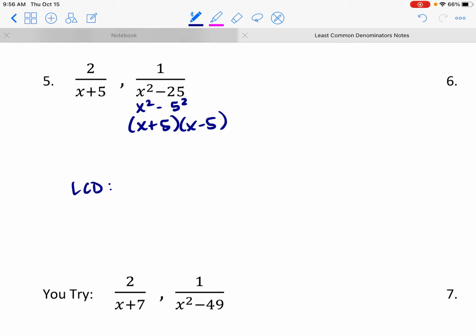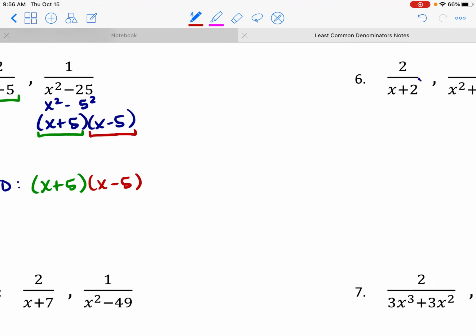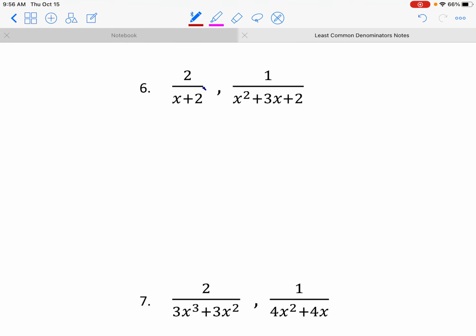Well, we don't have any single terms. We have all binomials, and we just need to include one of each. So I see an x plus 5, actually twice, but that's okay. I just need one of each, so x plus 5. And then I also see an x minus 5, so my common denominator is going to have an x minus 5. Okay?